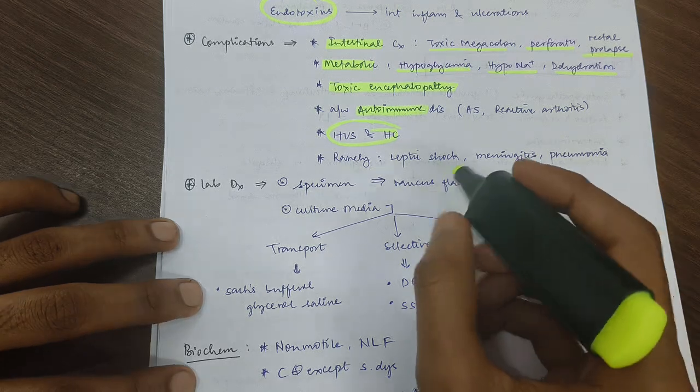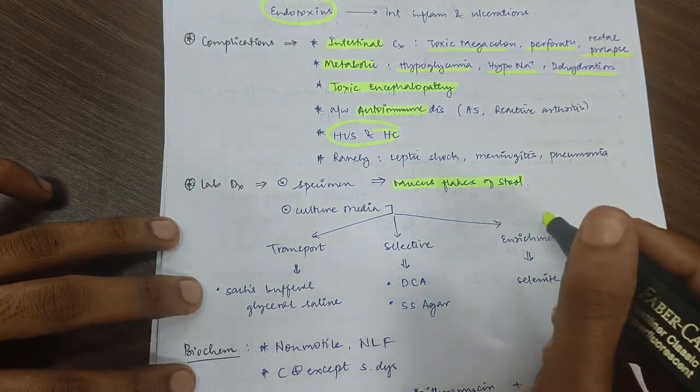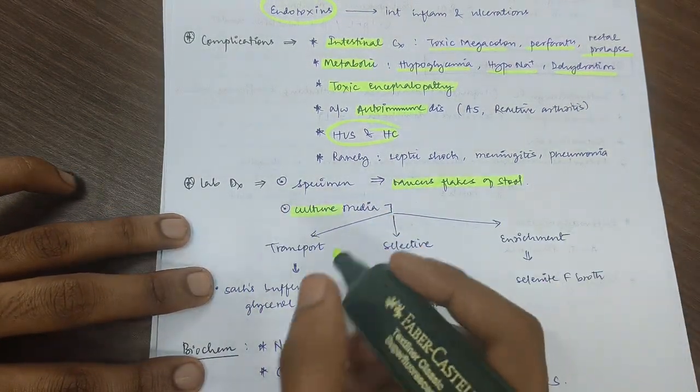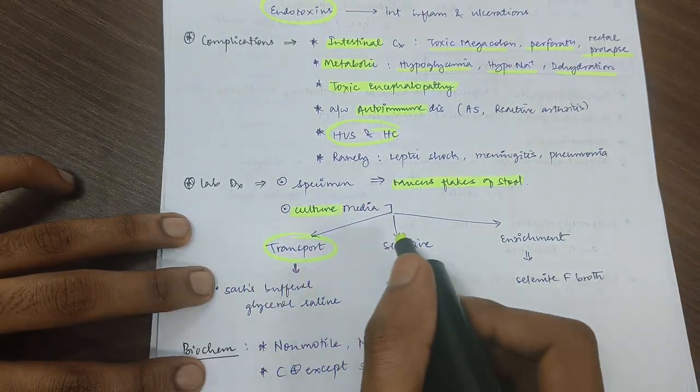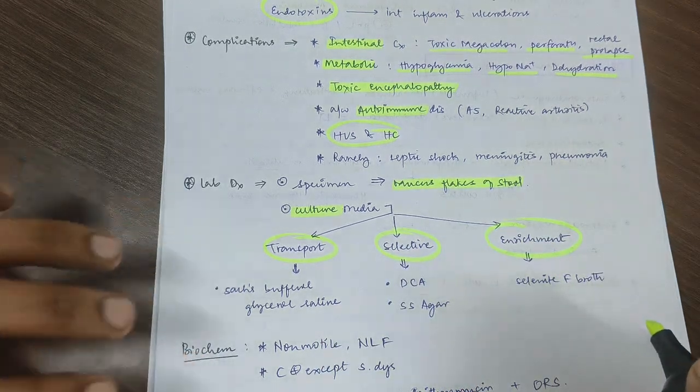Then lab diagnosis is basically the mucus flakes which you take from the stool, and you study that stool using culture and microscopy. In culture, first is transport, you transport it safely. Then you use the selective media and enrich that particular sample.